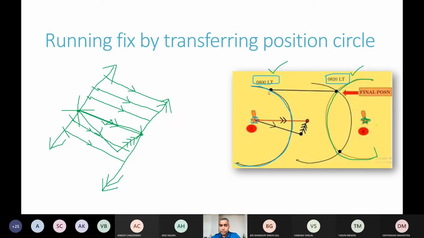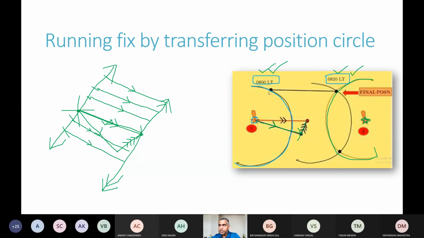It is through its center. So we apply our course steered onto the center of the circle which we want to transfer. What should be the length of our course steered vector? It is equal to the time interval for which you want to transfer it. Like in this case, 0800 to 0820. So we will be applying our engine speed for 20 minutes. So you will get your course steered vector. Then you apply the current.